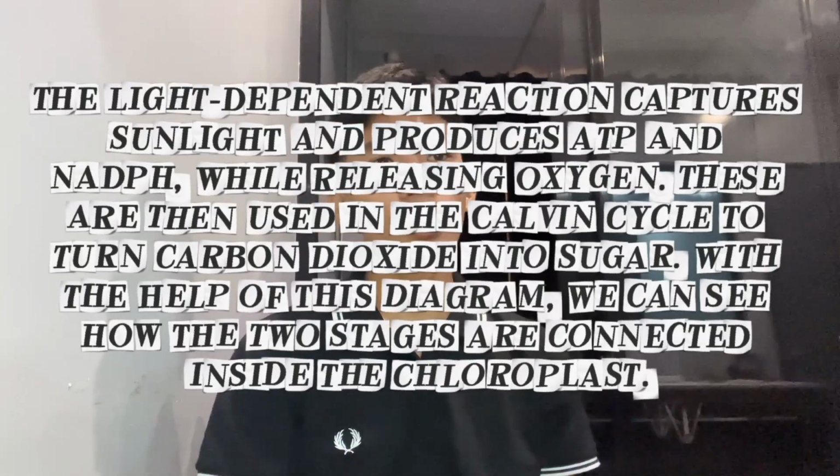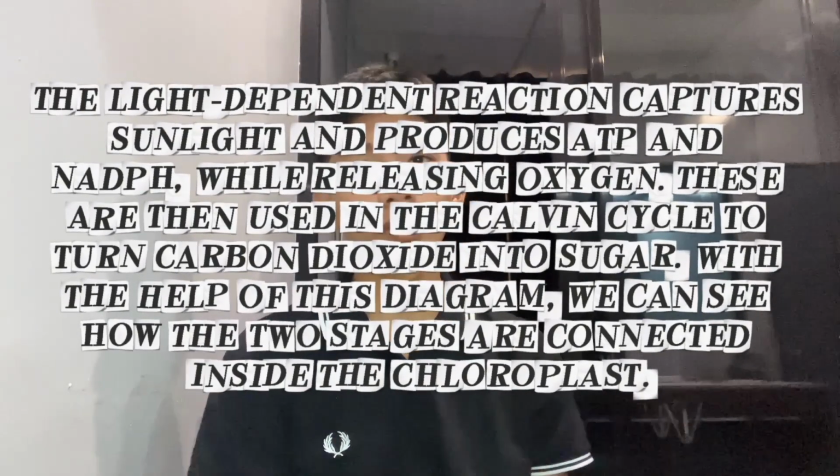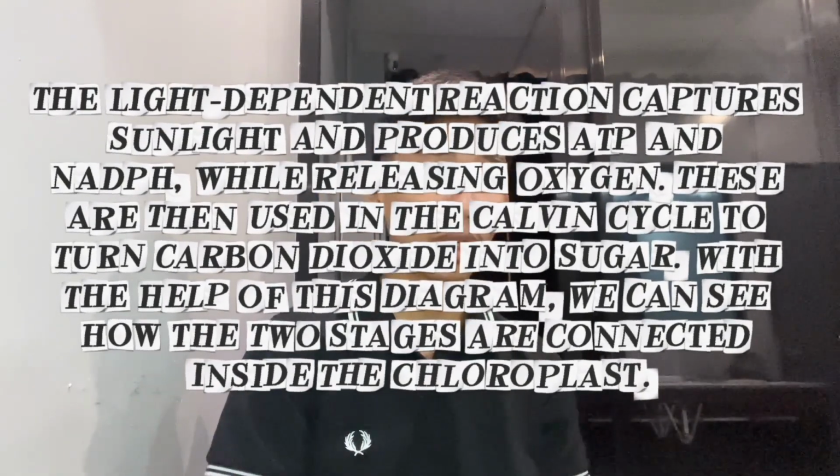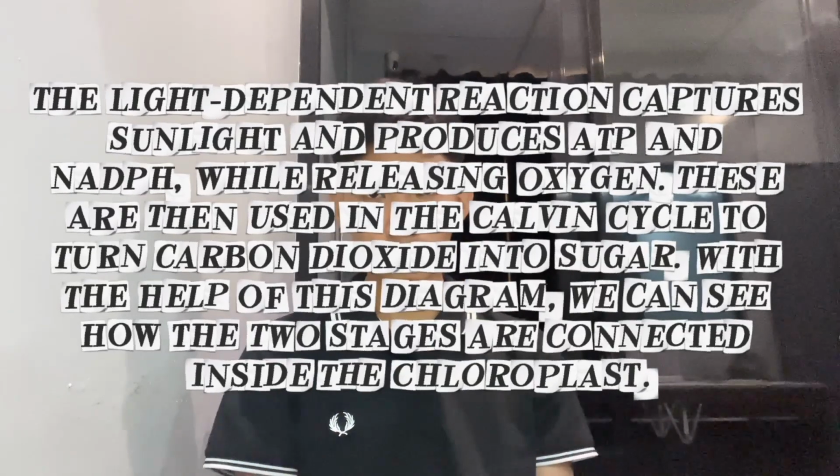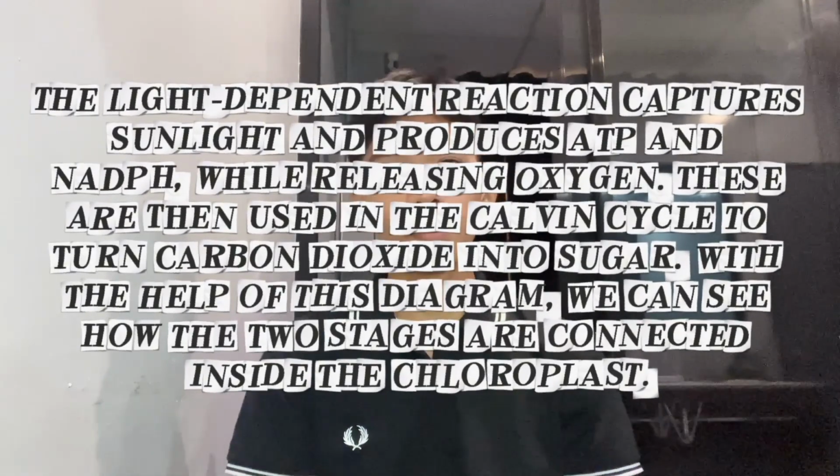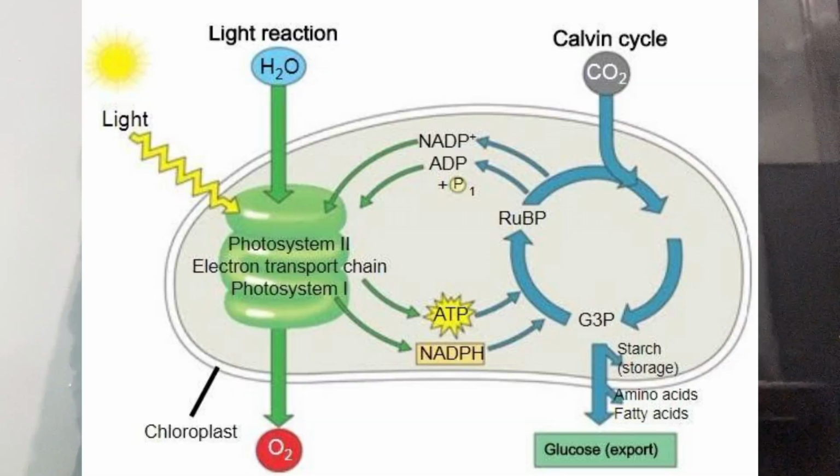The light-dependent reaction captures sunlight and produces energy, electrons and hydrogen while releasing oxygen. These are then used in the Calvin cycle to turn the carbon dioxide into sugar. With the help of this diagram, we can see how the two stages are connected inside the chloroplast.